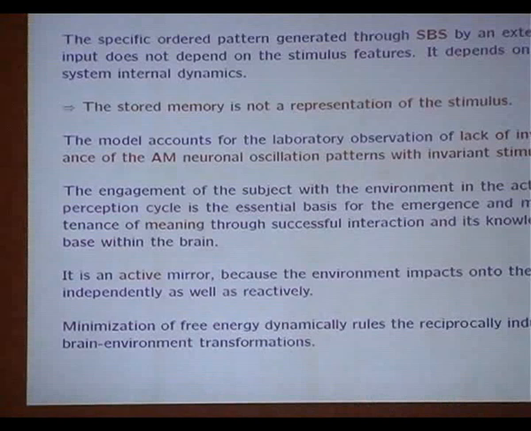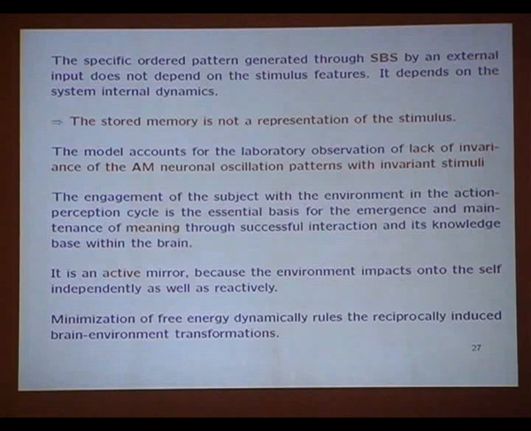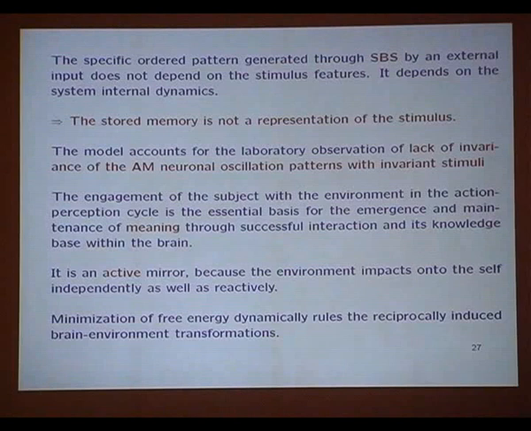Now, if you do some experiment, as Freeman has done and others do, to the same stimulus, you do not observe the same amplitude-modulated pattern of an assembly of coherently oscillating neurons.